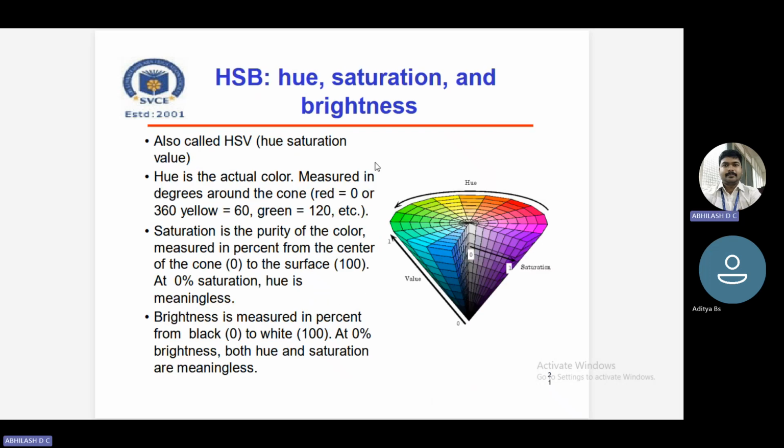I also told you that we have something called hue, saturation, and brightness, also called HSV. So hue is the actual color. Whatever you see on the outer part is the actual color, the variations of VIBGYOR, that is from red to violet. Saturation refers to the purity.